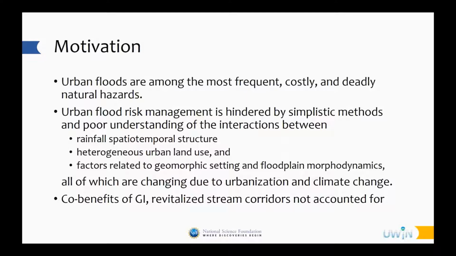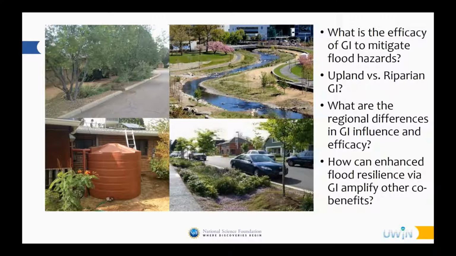And another really fundamental motivation for the UN project is to try to look for these win-win situations in cities where we can identify strategies to improve flood resilience that have far-reaching benefits across many sectors and address many aspects of well-being in urban areas. So, for example, can revitalization of stream and floodplain networks provide a whole host of other co-benefits if we are strategic about it?